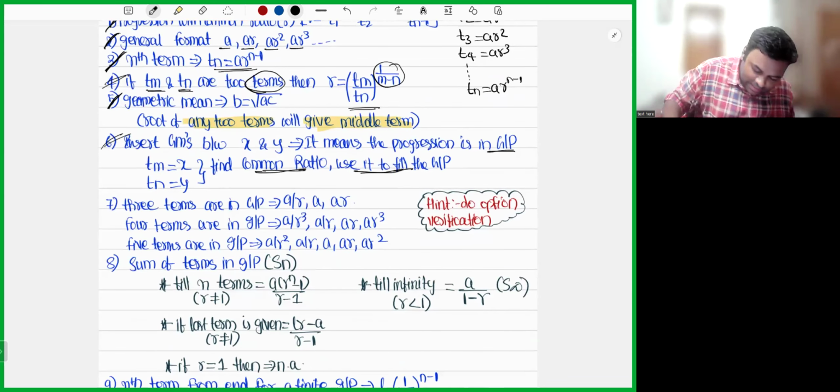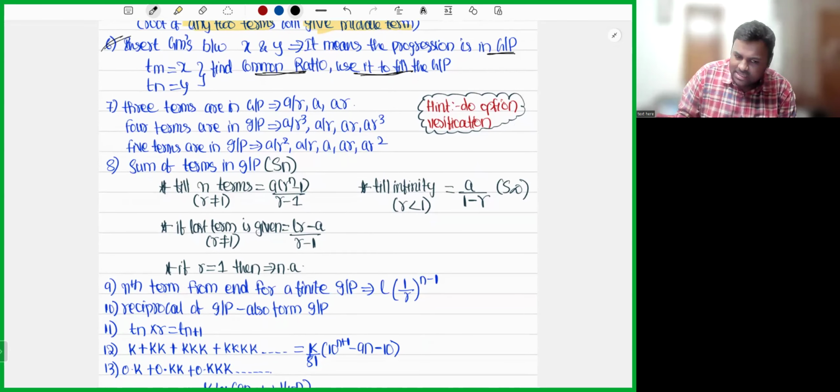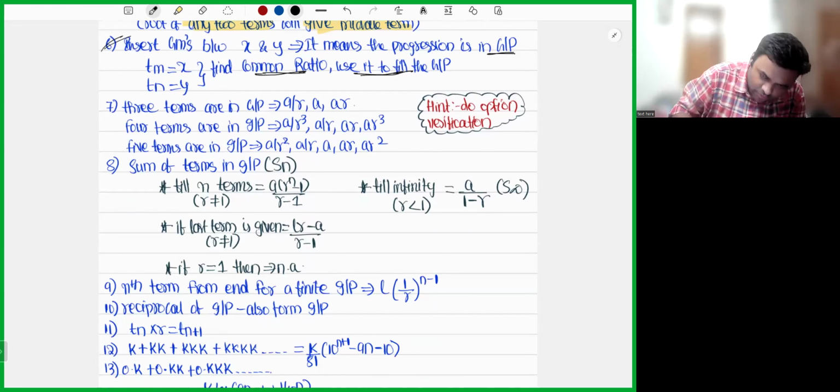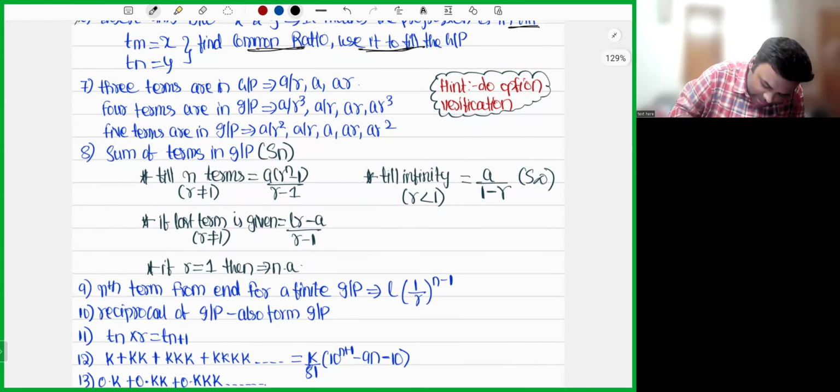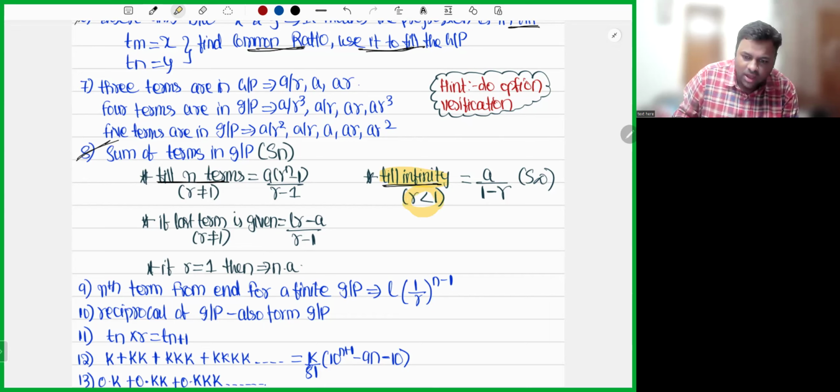Next, how to calculate the sum in geometric progression. If you want to calculate the sum in geometric progression, my dear friends, there are two ways. First, see whether he is asking till infinity or till n terms. If he is asking till infinity, you can calculate the sum till infinity only if r is less than 1. If r is greater than 1 or if r is equal to 1, you cannot calculate the sum till infinity.